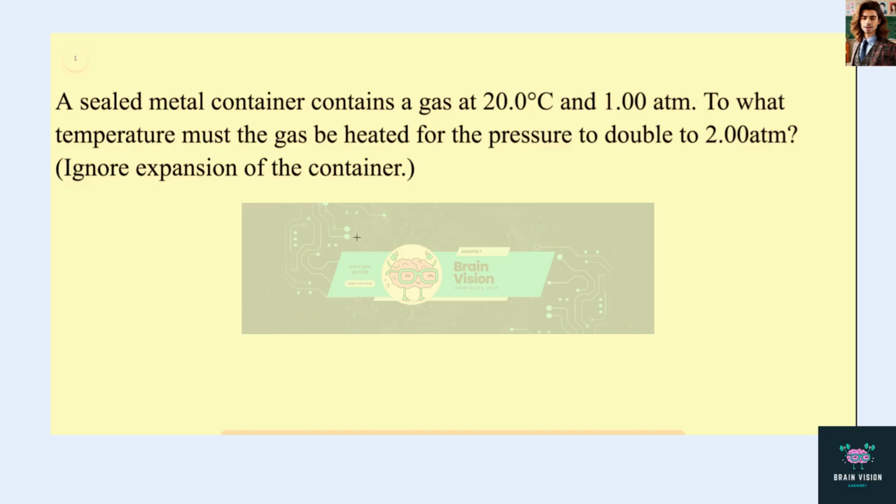A sealed metal container contains a gas at 20 degrees Celsius and 1 atmosphere. To what temperature must the gas be heated for the pressure to double to 2 atmospheres? Right, so we're going to start off from the ideal gas law.